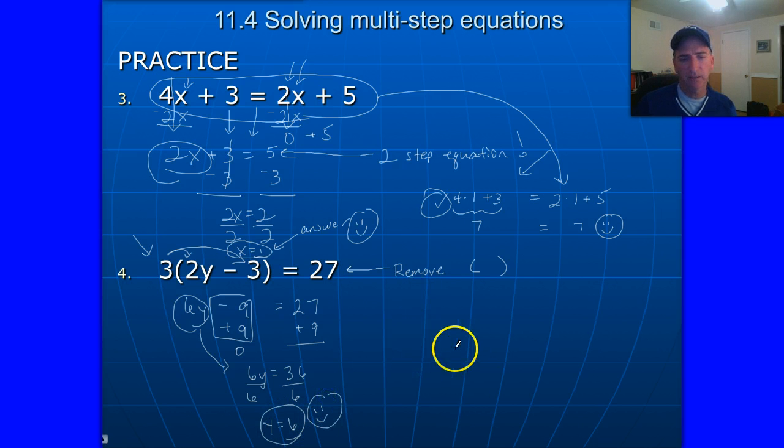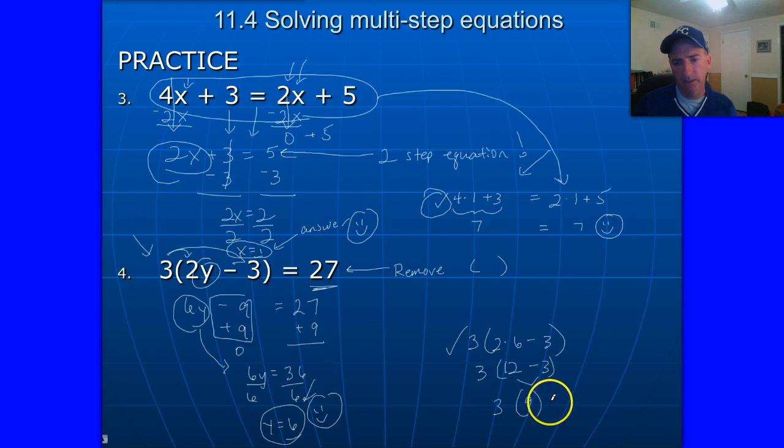If you'd like to check it, you should check it with a calculator if you don't do anything else. You substitute for the y, you substitute the 6. 3 times 2 times 6 minus 3. And we're going to work that out now to see if we get 27. There's 12 minus 3 in the parentheses. Okay, 12 minus 3 is 9. 3 times 9 is 27. There you go. You can check it all when you solve for equations.